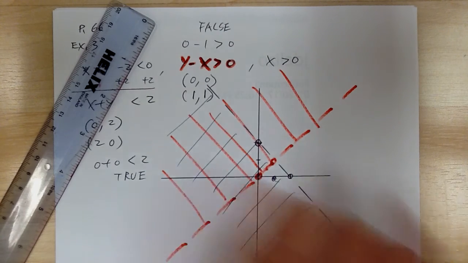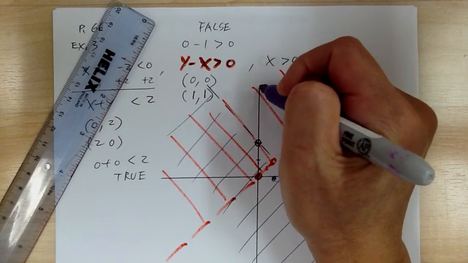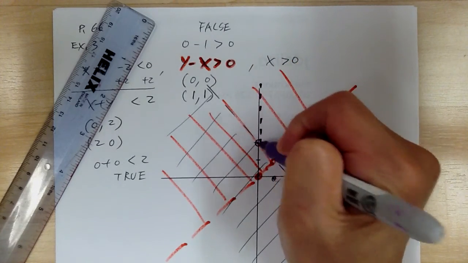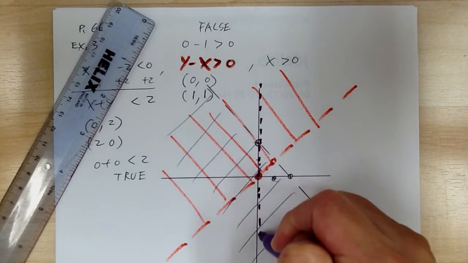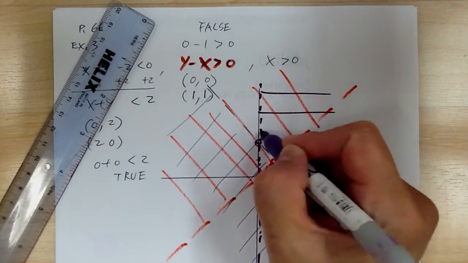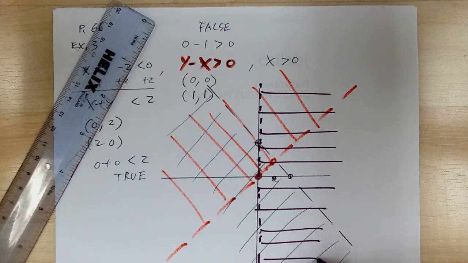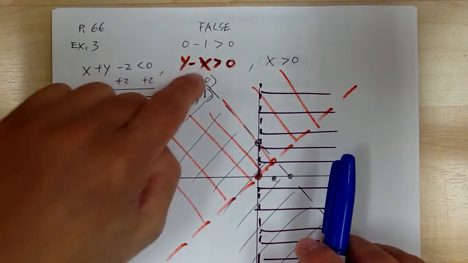Okay. Now let's go and do the next one. I'm going to use the purple. I have x greater than 0, so that's my dash line right over here. And greater than 0 is this side over here. Now your final answer would be the one that satisfies all three.